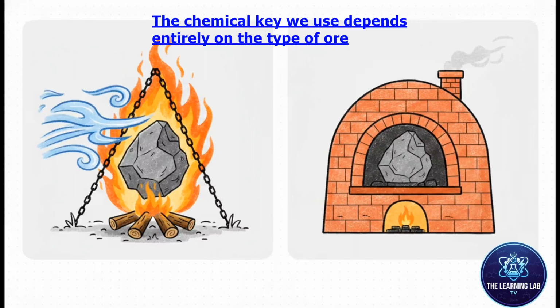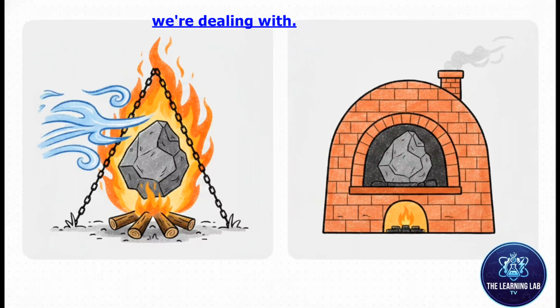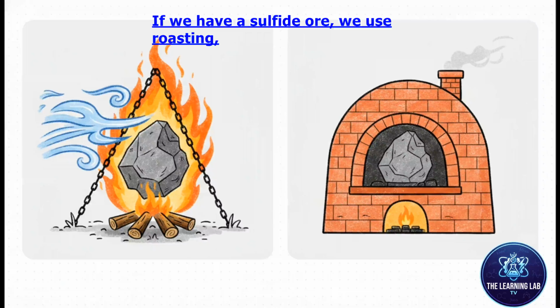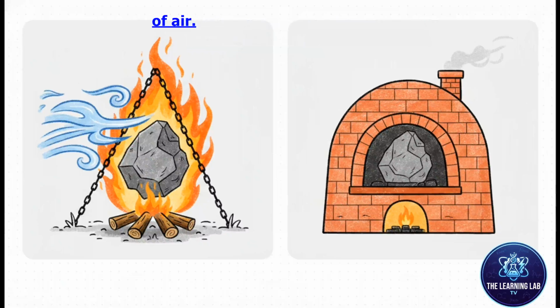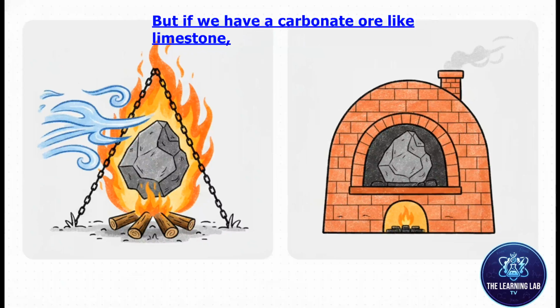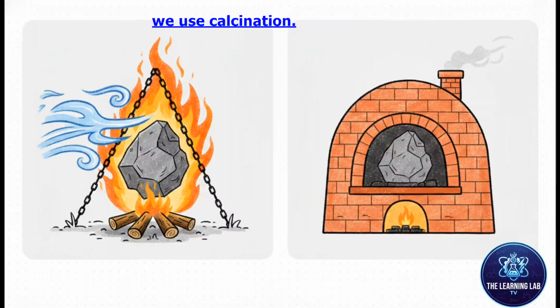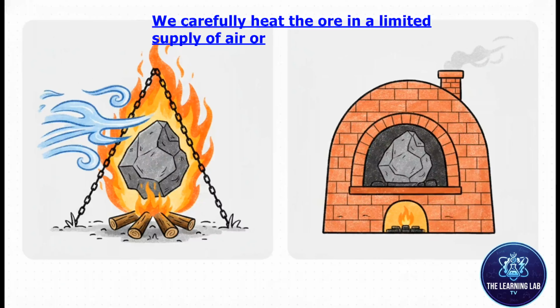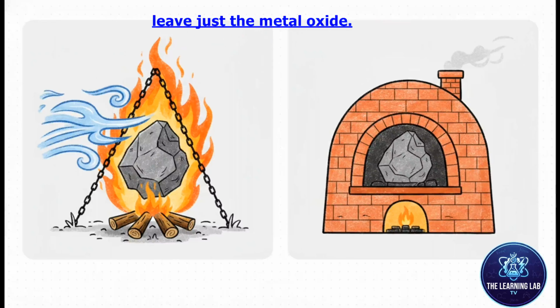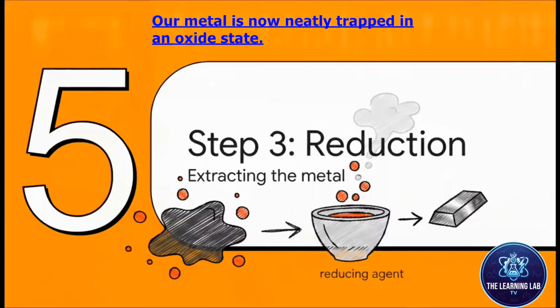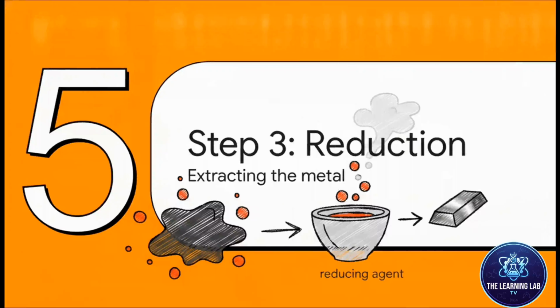The chemical key we use depends entirely on the type of ore we're dealing with. If we have a sulfide ore, we use roasting, which is exactly what it sounds like. We blast the ore with intense heat in the presence of lots of air. But if we have a carbonate ore, like limestone, we use calcination. This is a bit more delicate. We carefully heat the ore in a limited supply of air, or no air at all, to drive off the carbon dioxide gas and leave just the metal oxide.